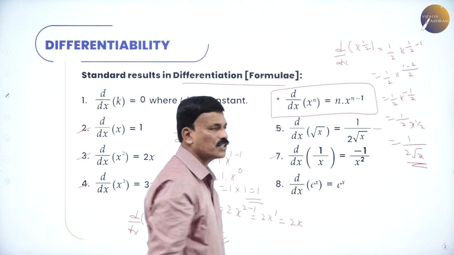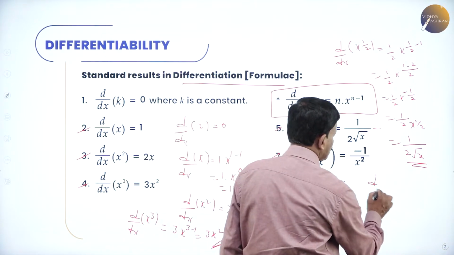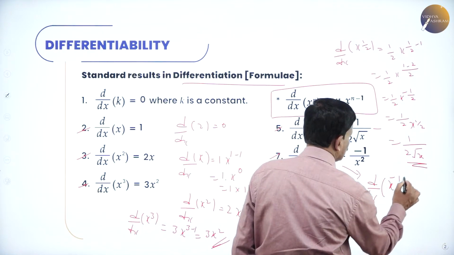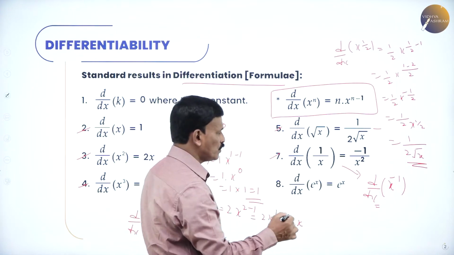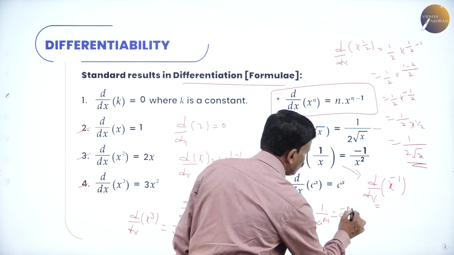Similarly, d by dx of 1 by x is minus 1 by x square. See here, d by dx of 1 over x can be written as x raised to minus 1. Take this to the numerator. You know the law of indices: a to the power of 1 over a raised to m can also be written as a raised to minus m.